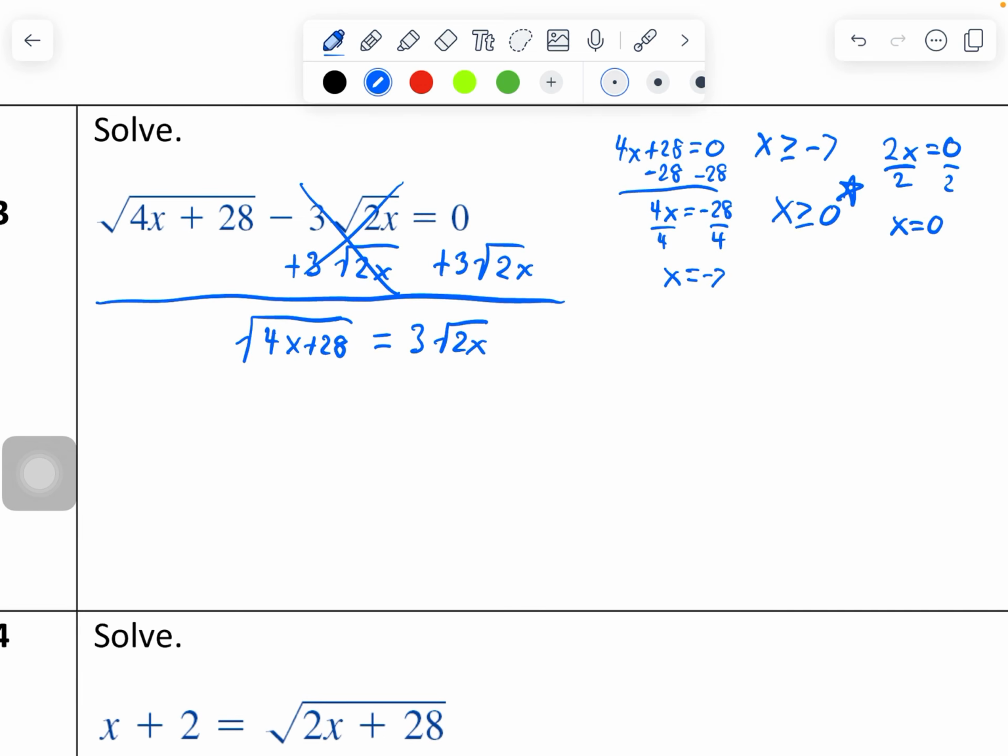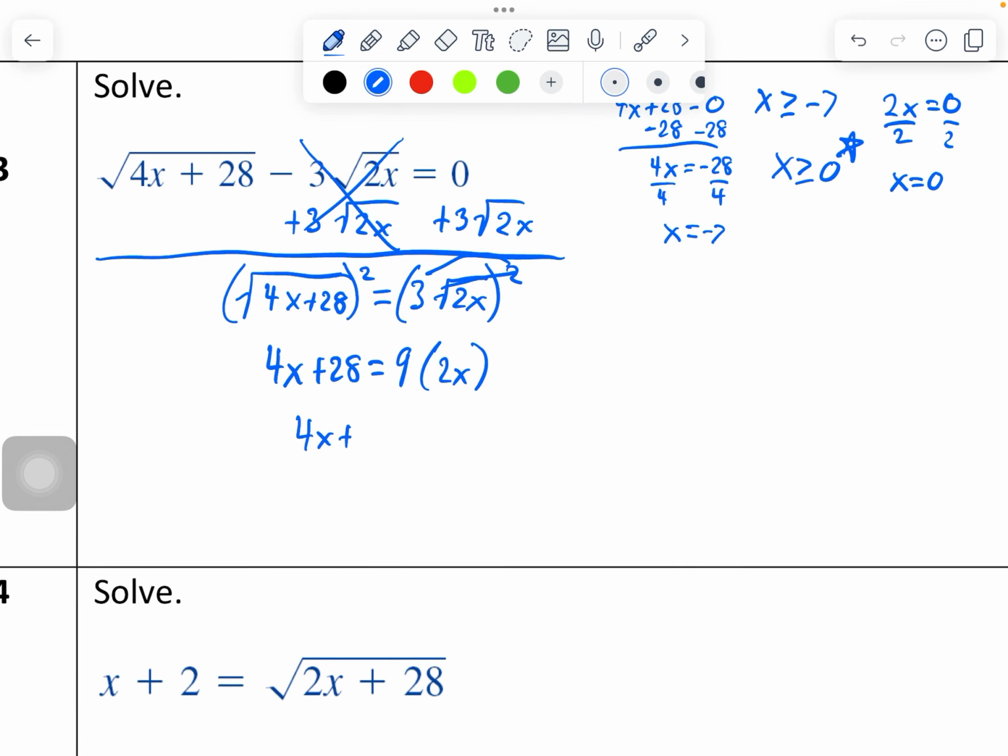So now, like I said, since we moved them to the other side, we can square both sides, and then I have to square this also. It becomes 4x plus 28 equals, because I'm squaring the 3, that becomes 9. This will just cross each other out, and I'm left with 2x here.